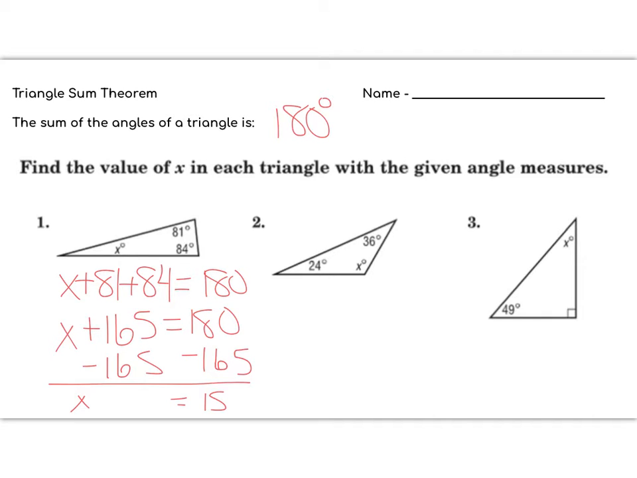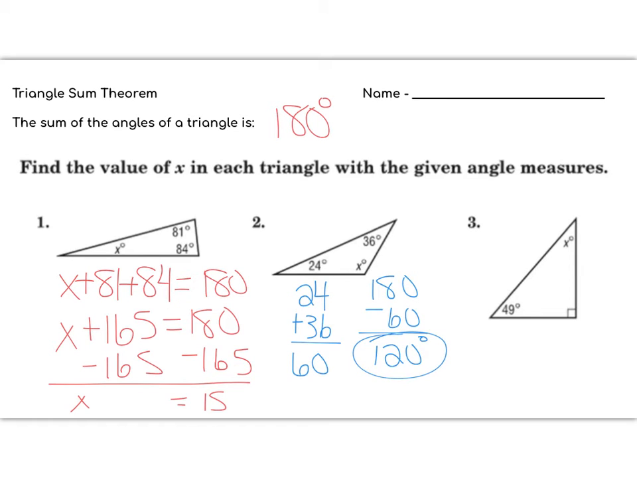The other thing you can do that I will allow you to do with these is use your calculator, and you can add the two angles up. 24 plus 36, I'm just double checking myself on my calculator, is 60, and then subtract that number from 180, and so that angle would be 120 degrees. Okay, so you can show it algebraically, you can do it with your calculator on these.